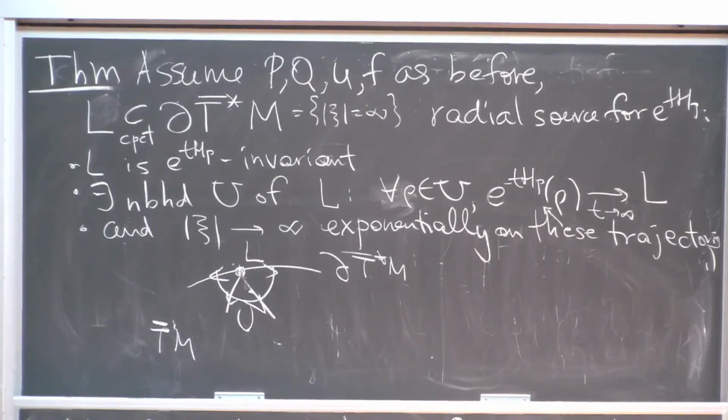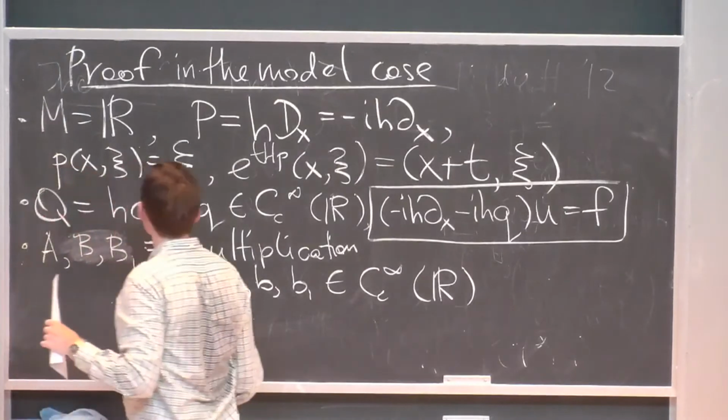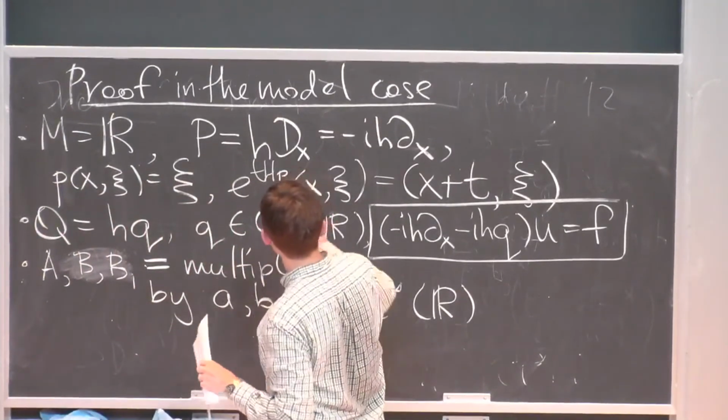So how do we prove this? Well, the proof is actually simpler in some sense than the statement, at least in the model case. Let's see. I just need to find it. Here's the example. So what's a basic case when this radial estimate appears?